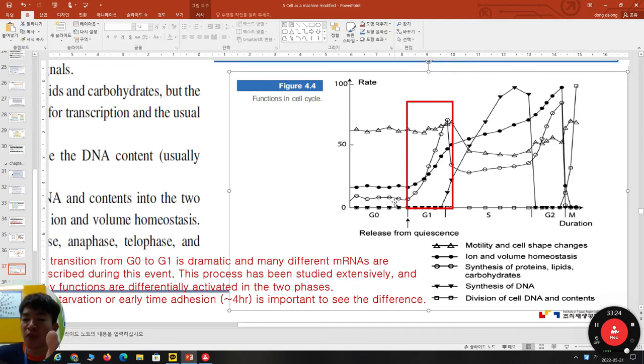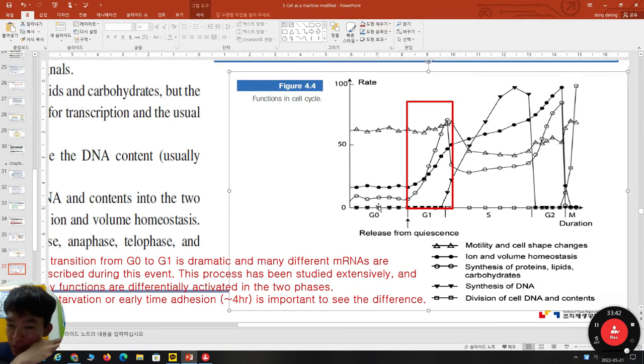But if you want to see the very early cell adhesion events, most of the cells are maybe in the initial phase. I'm not 100% sure what the time point is for saying G0, but maybe up to 1 or 2 hours they can be G0.